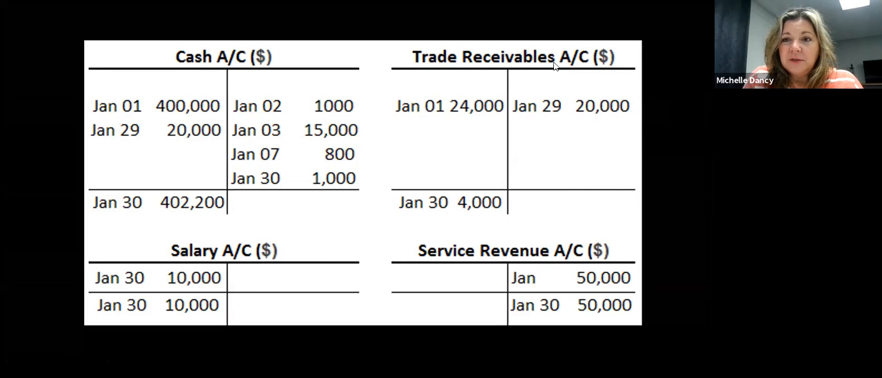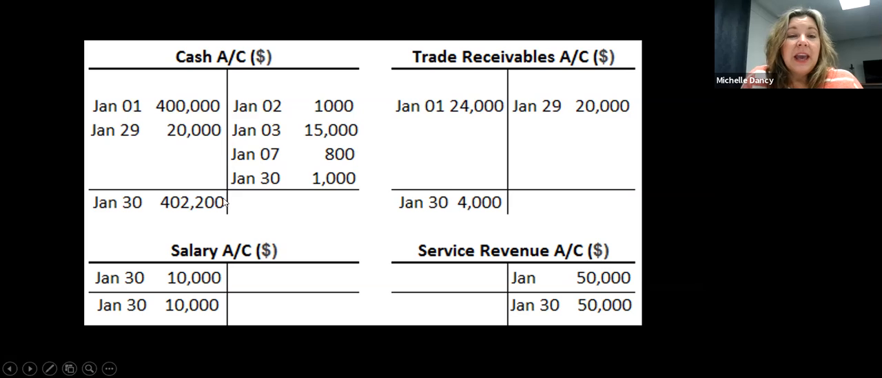Okay, these are just a few T accounts. So up here on the top left, we have a T account for cash. Okay, so cash is an asset, correct? That means it is increased by a debit and it is decreased by a credit.